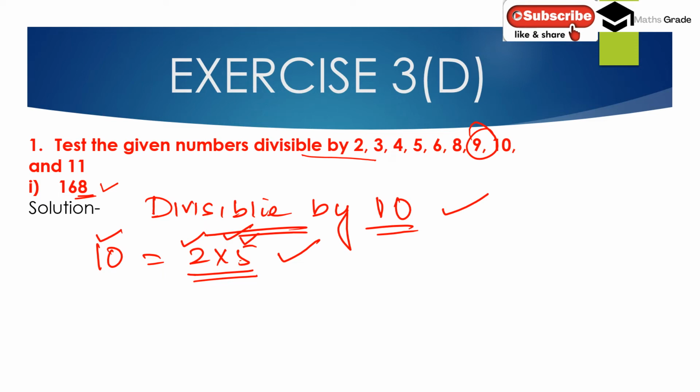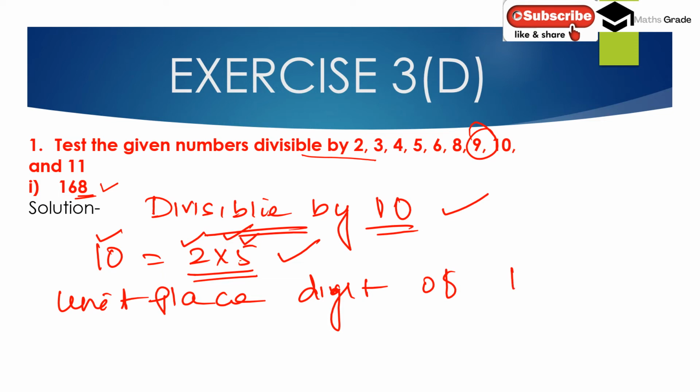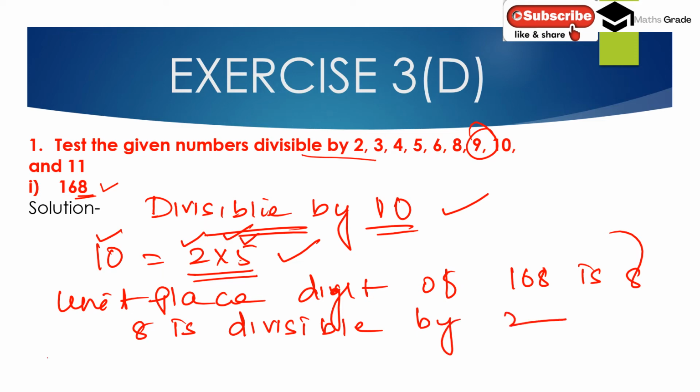Now we will check whether this number 168 is divisible by 2 and 5 both or not. First we will check whether 168 is divisible by 2. We know any number is divisible by 2 if the last digit, that is the unit place digit, is 0 or an even number. Here the unit place digit of 168 is 8, and 8 is divisible by 2. So this number 168 is divisible by 2.